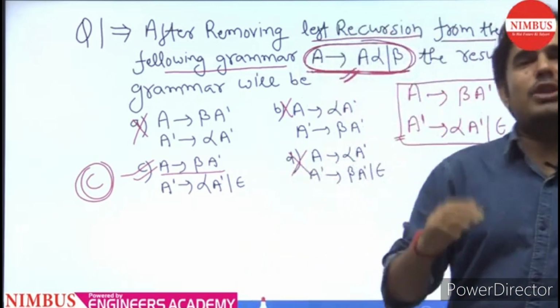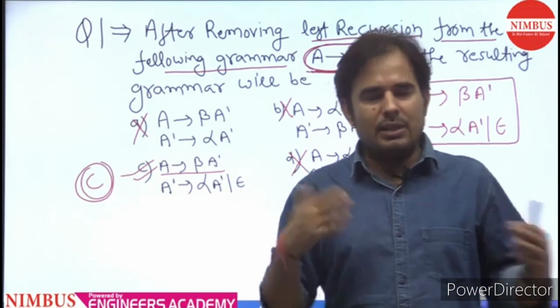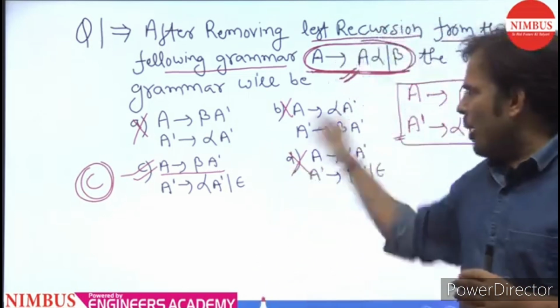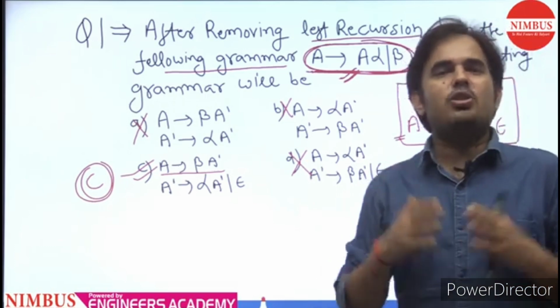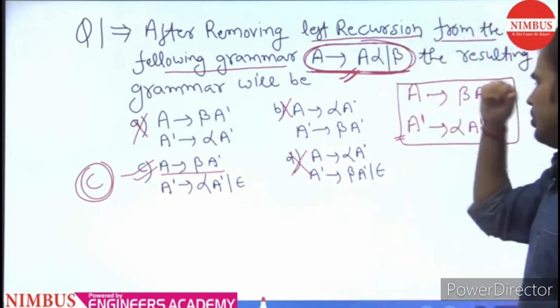That type of question they can ask you, and various times they have asked already. They will give you any grammar, and they can ask you what is the grammar after the left recursion. वो grammar आपको option में दे देंगे. After the left recursion की जो grammar होगी वो they will give you that grammar in the options. This is question number first.